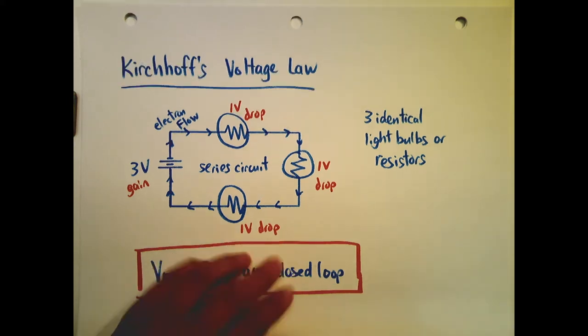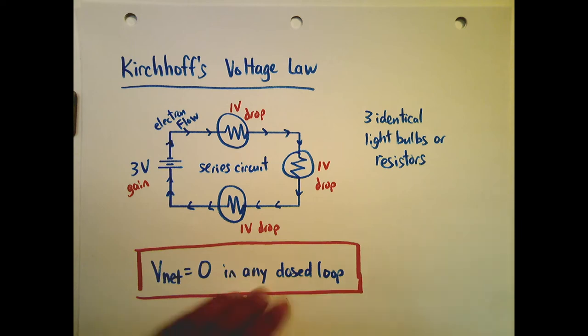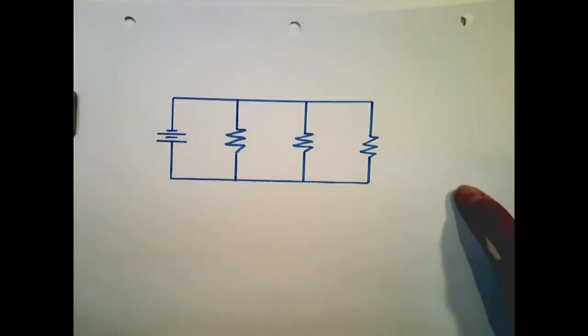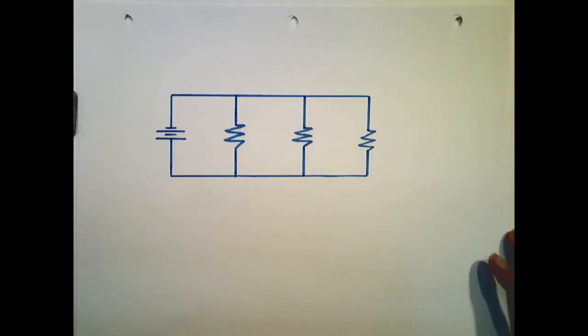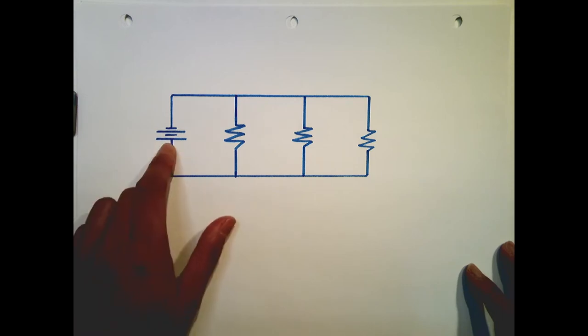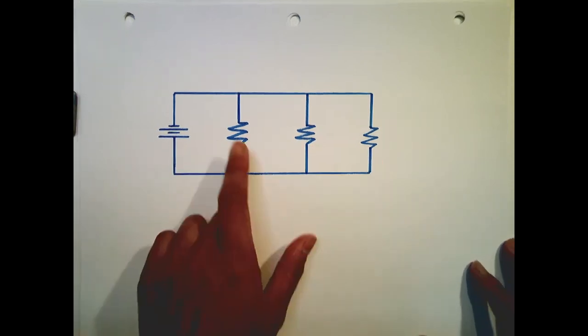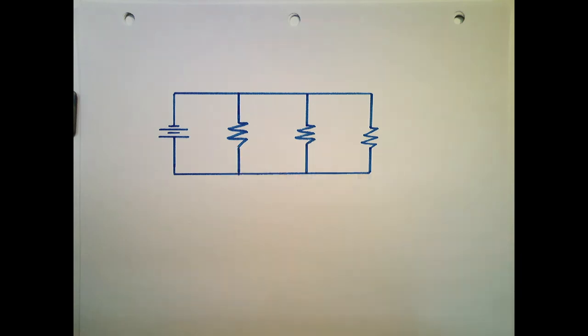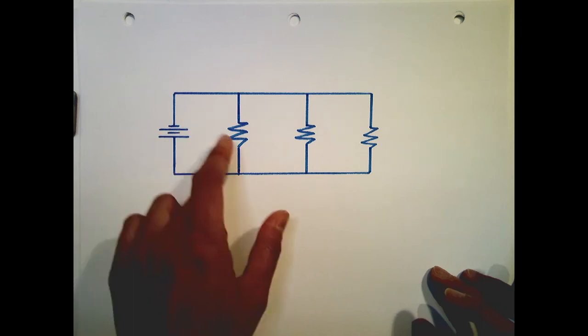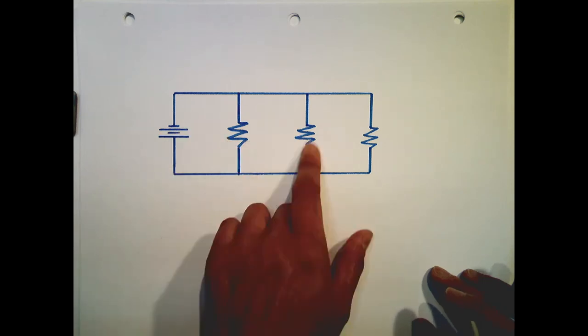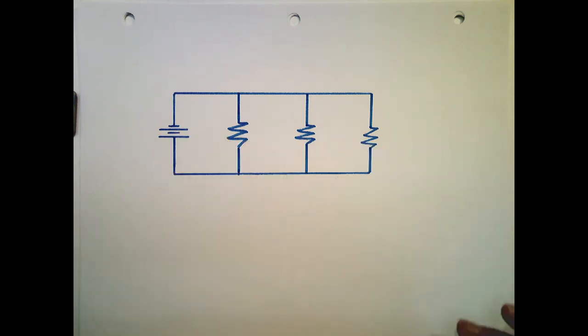All right, let's try a parallel circuit. So this is a series circuit. I'm going to show you an example of a parallel circuit. So this here is a parallel circuit. So again, you have the battery, and then you have 3 resistors or 3 light bulbs. All right, you can turn them into light bulbs if you like. The difference in this one is that each light bulb or each resistor has its own path.